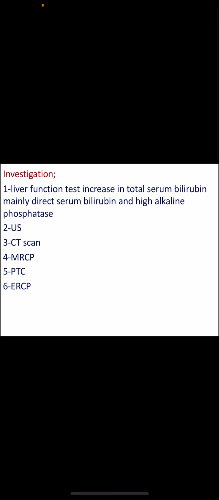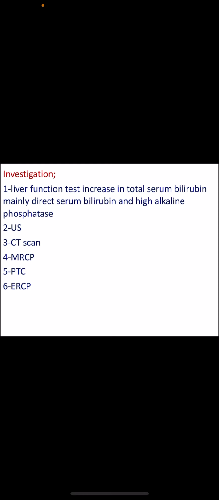What investigations do we send for patients with obstructive jaundice? Liver function tests. There will be an increase in the level of the total serum bilirubin. The direct one will be increased, the conjugated one will be increased, and the alkaline phosphatase also will be increased. Ultrasound, of course, to visualize the biliary tree; it may show stone, it may show tumor.